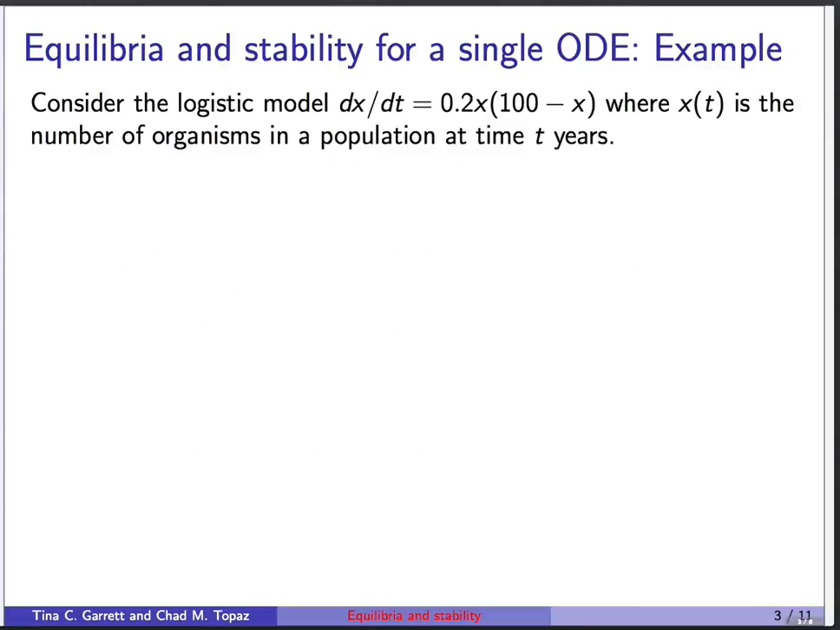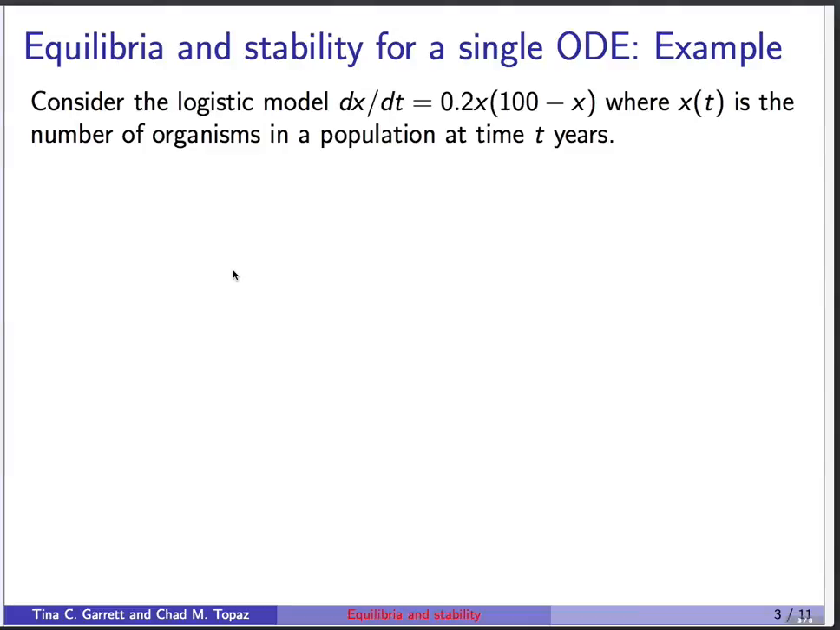So let's start with an example. This is equilibria and stability for a single ordinary differential equation, and this is the logistic growth model. The logistic growth model, if you recall from previous screencasts, is the model for a population that grows in the presence of constraints. Here, let x of t be the number of organisms in a population at time t years, and the differential equation is dx/dt equals 0.2x times (100 minus x).